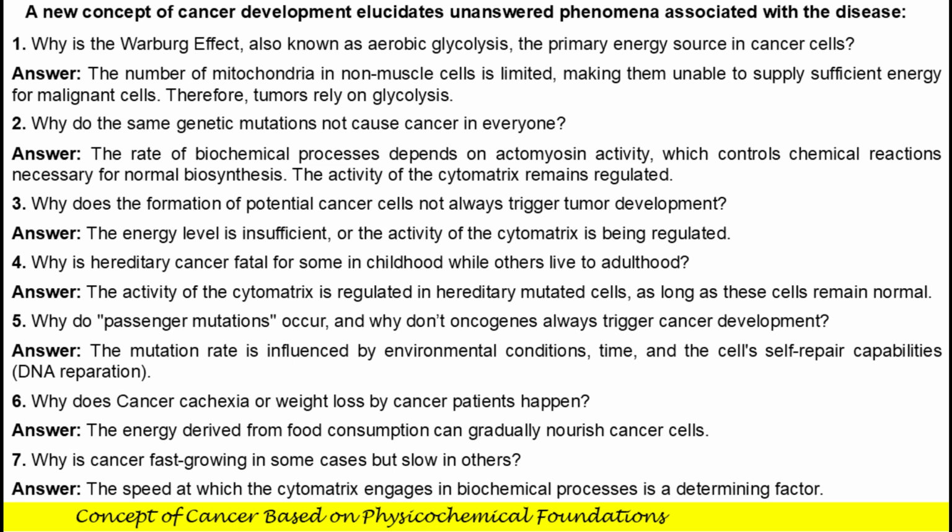Why is hereditary cancer fatal for some in childhood while others live to adulthood? Answer: the activity of the cytomatrix is regulated in hereditary mutated cells, as long as these cells remain normal. Would passenger mutations occur, and why don't oncogenes always trigger cancer development? Answer: the mutation rate is influenced by environmental conditions, time, and the cell's self-repair capabilities.